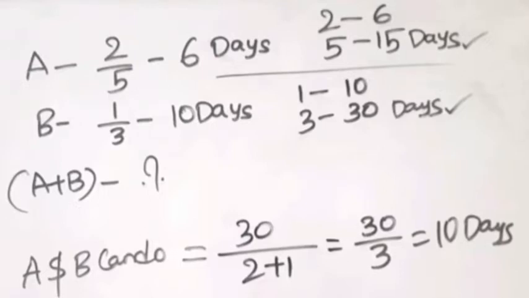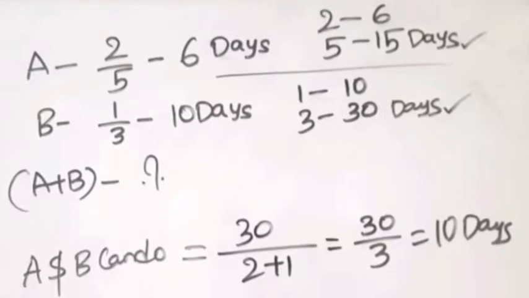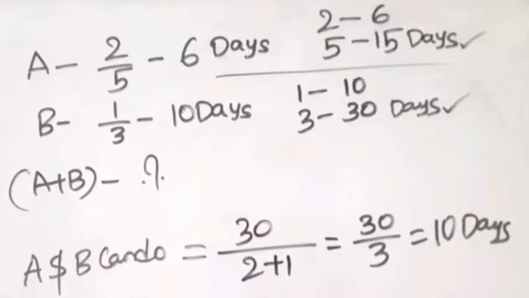Okay, so 2 parts is going to be 6 days and 5 parts is going to be 15 days. So A can complete in 15 days and B can complete in 30 days. And A and B together in how many days, he is asking. So for 15 and 30 the LCM is going to be 30. Okay, so 15 is 2 times of 30 and 30 is 1 time of 30. So 30 by 2 plus 1, 30 by 3 is going to be 10 days. So A and B can finish the work in 10 days.